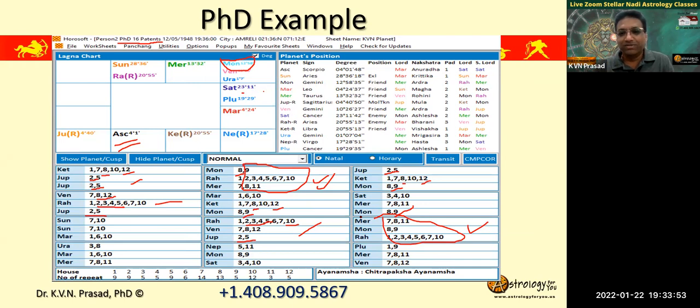Got it. And you see here, Saturn's sublord is Moon. You can take that connection as well. Saturn is sitting in the 9th house, and also the sublord is the 9th lord. Okay, makes sense. Any doubts in this? No.